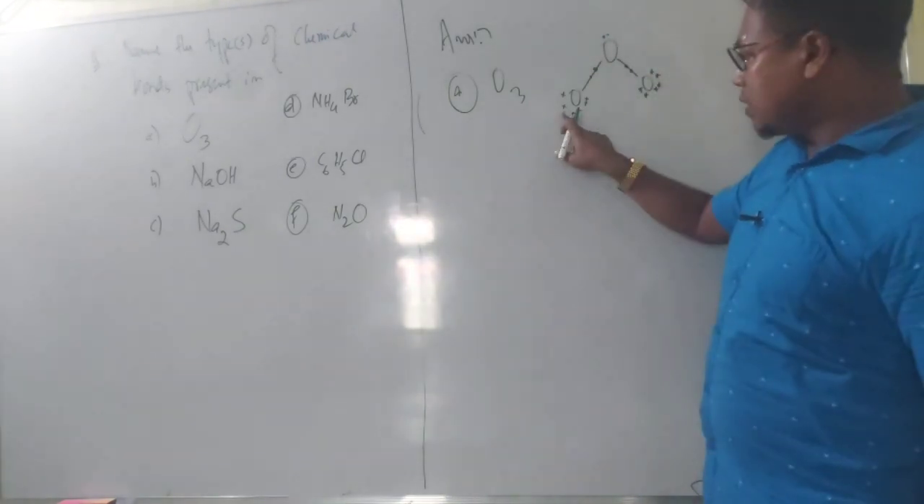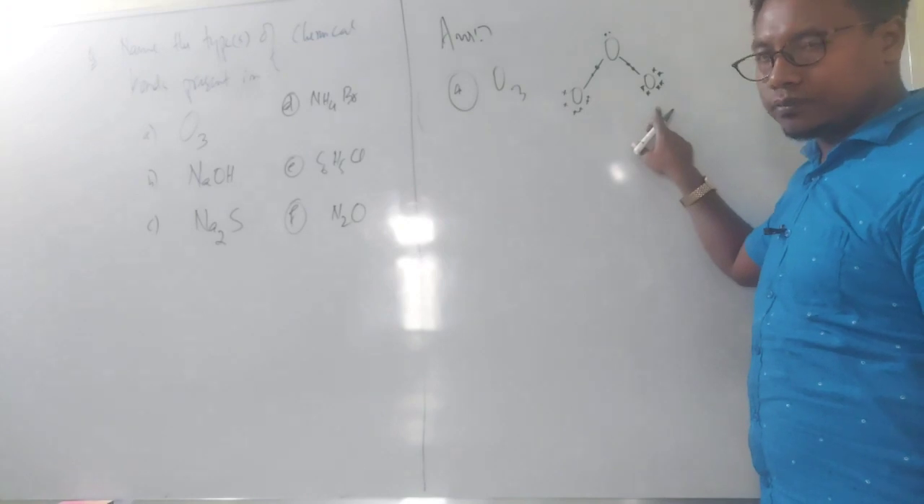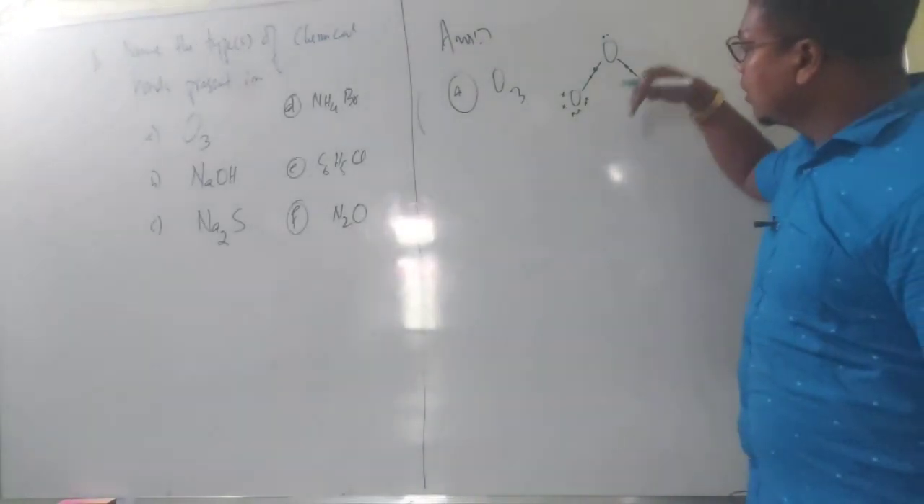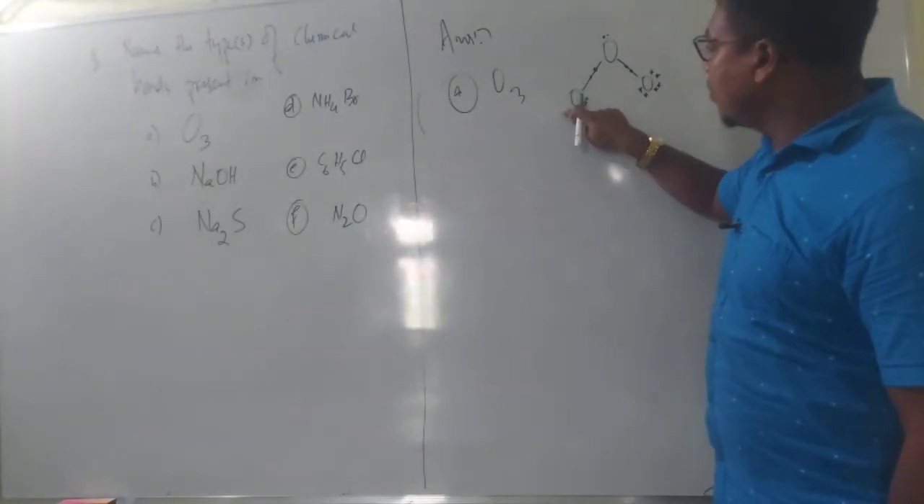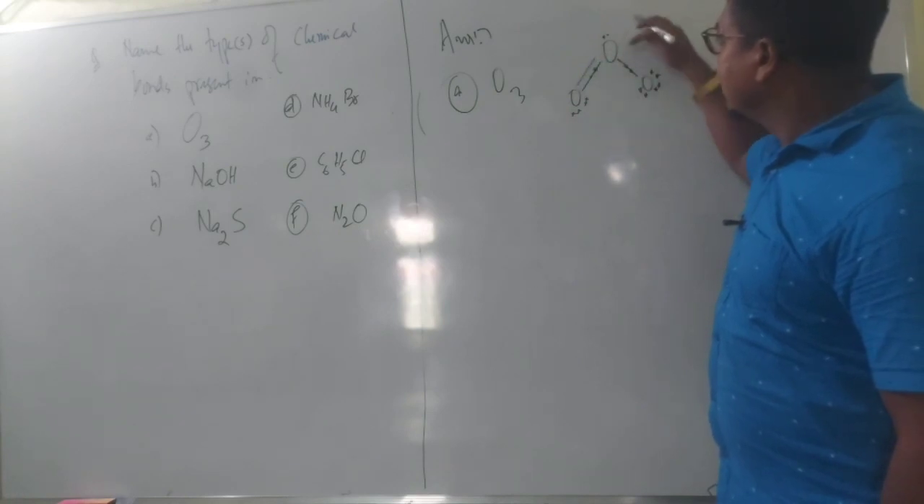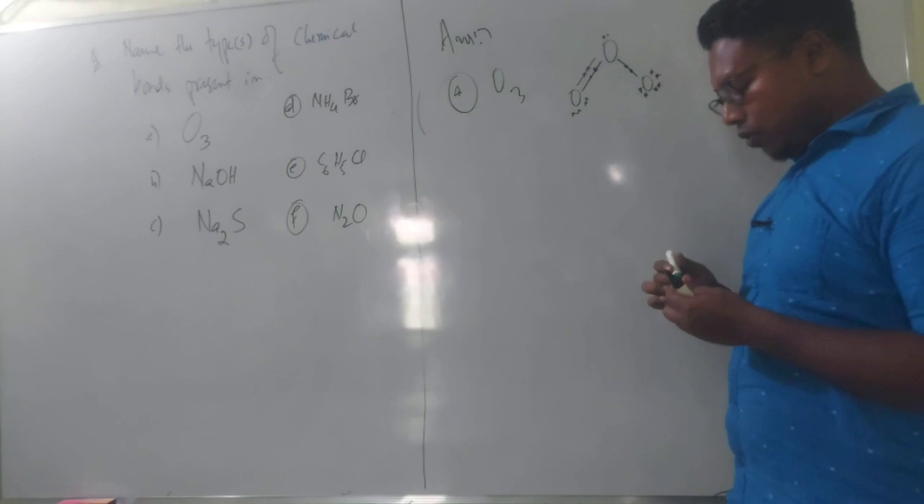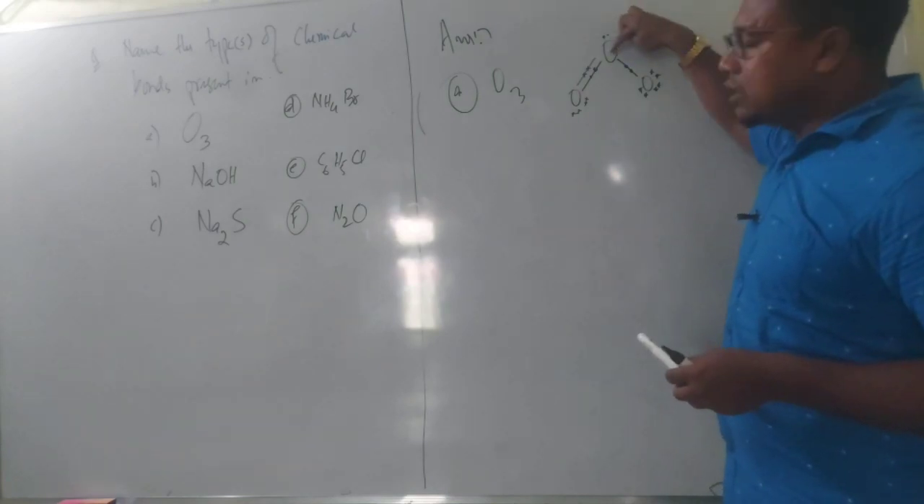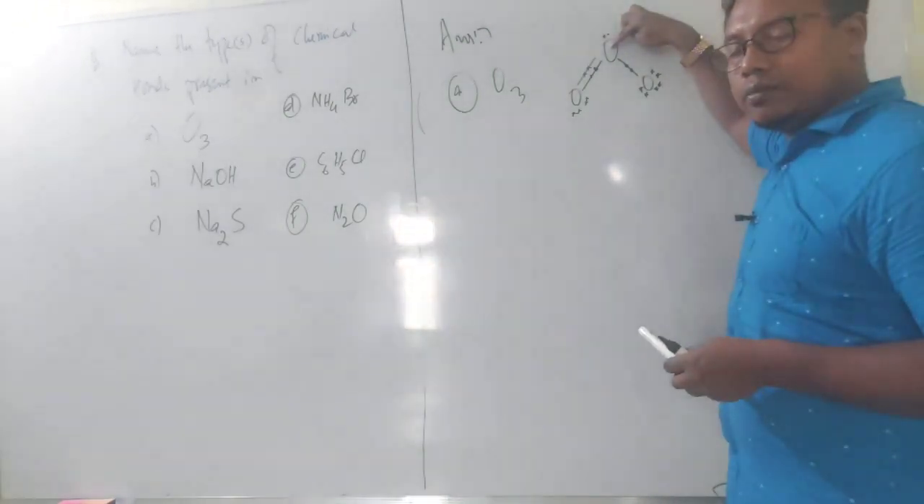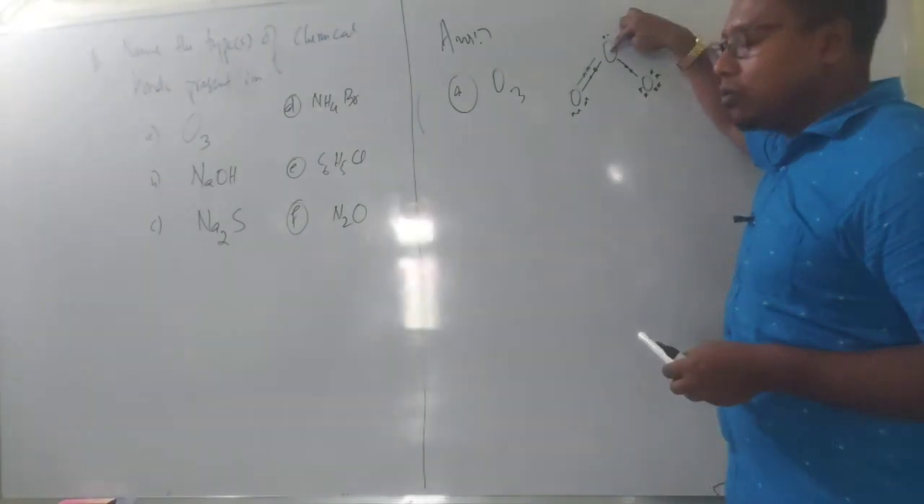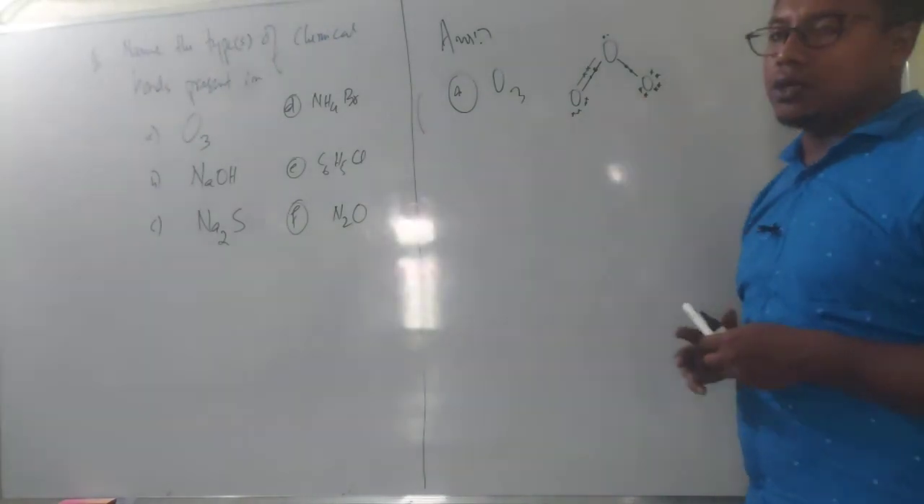So either from this oxygen atom or this oxygen atom we can take out 2 electrons and form bonds with this oxygen atom like this. Now this central oxygen atom completes its octet, so it is okay. This is the Lewis structure of ozone.